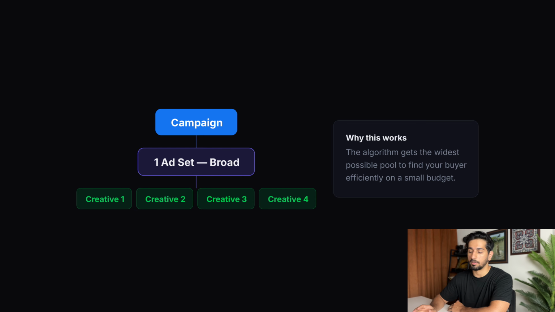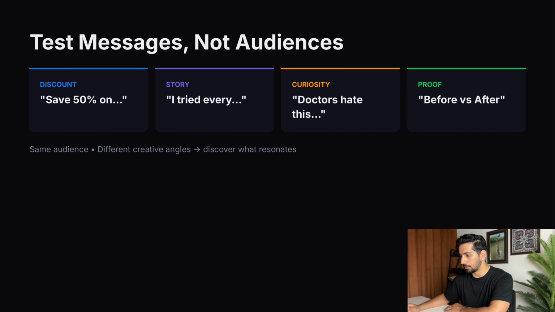So inside that one ad set, you have multiple different creative concepts rather than having multiple audiences. So this is going to be creatives that target different pockets of audiences that you want to reach. And the reason is, again, because you have a limited budget and your goal is to discover which message resonates the best and converts the best with which audience.